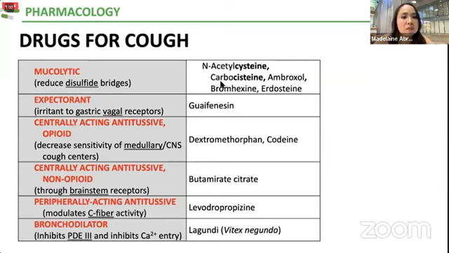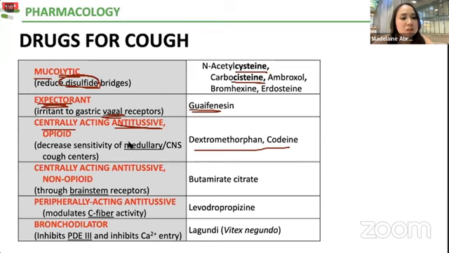So drugs for cough, ito natatanong din sa boards. In terms of mechanism, pag may cysteine, sa biochem, no, cysteine has a thiol. Your thiol has an SH, sulfur with hydrogen. Your SH would break the disulfide bridges na nagfo-form or nagpapakapal ng plema. Okay, that's why it's called mucolytic. It lyses the mucus. Your guaifenesin irritates your gastric vagal receptors, expectorating the phlegm. Your opioids are centrally acting, di ba? They're antitussive, so pang dry cough.